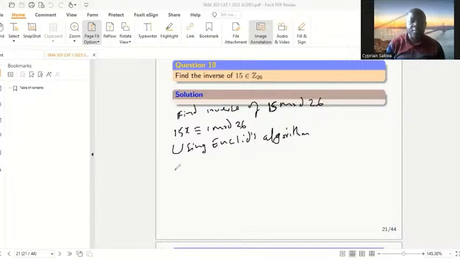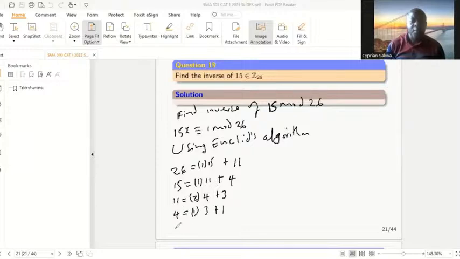We have 26. 15 goes there once. And the remainder is what? The remainder is 11. What about 11 into 15? The remainder will be 4. What about 4 into 11? The remainder is 3. What about 3 into 4? The remainder will be 1. What about 1 into 3? And the remainder is 0. So this is our GCD.